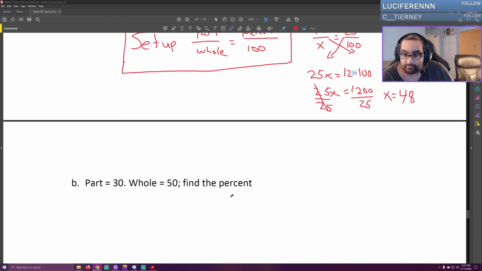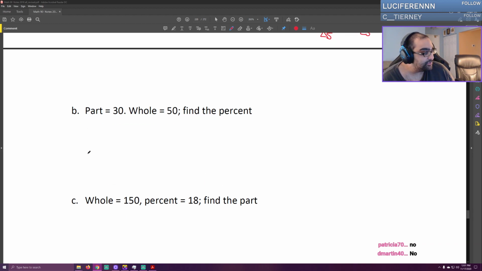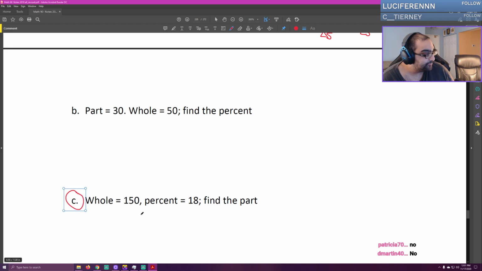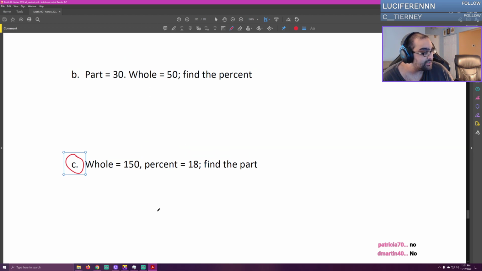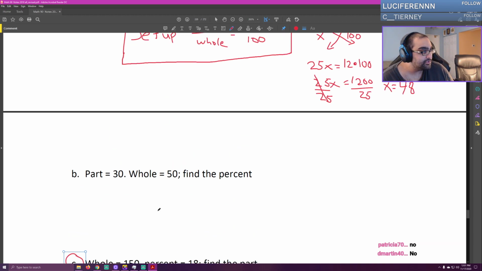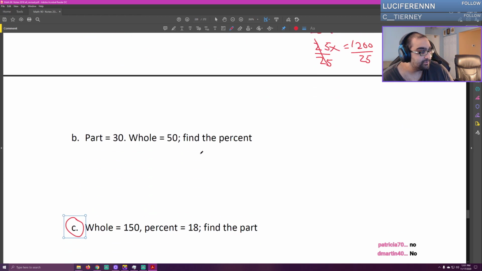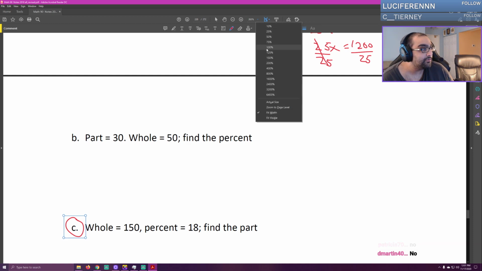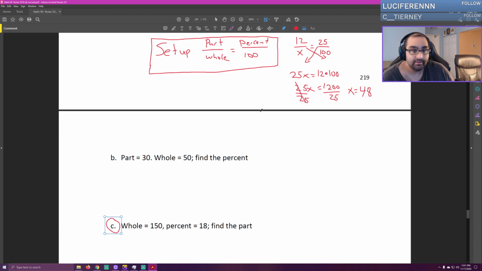All right. Let's do the next one here. Let's do letter C here. So here we have the whole being 150, percent being equal to 18. We want to find the part. Again, you have the setup right here. I'm going to zoom out here for just a second so you can see that appropriately. There we go. Okay.